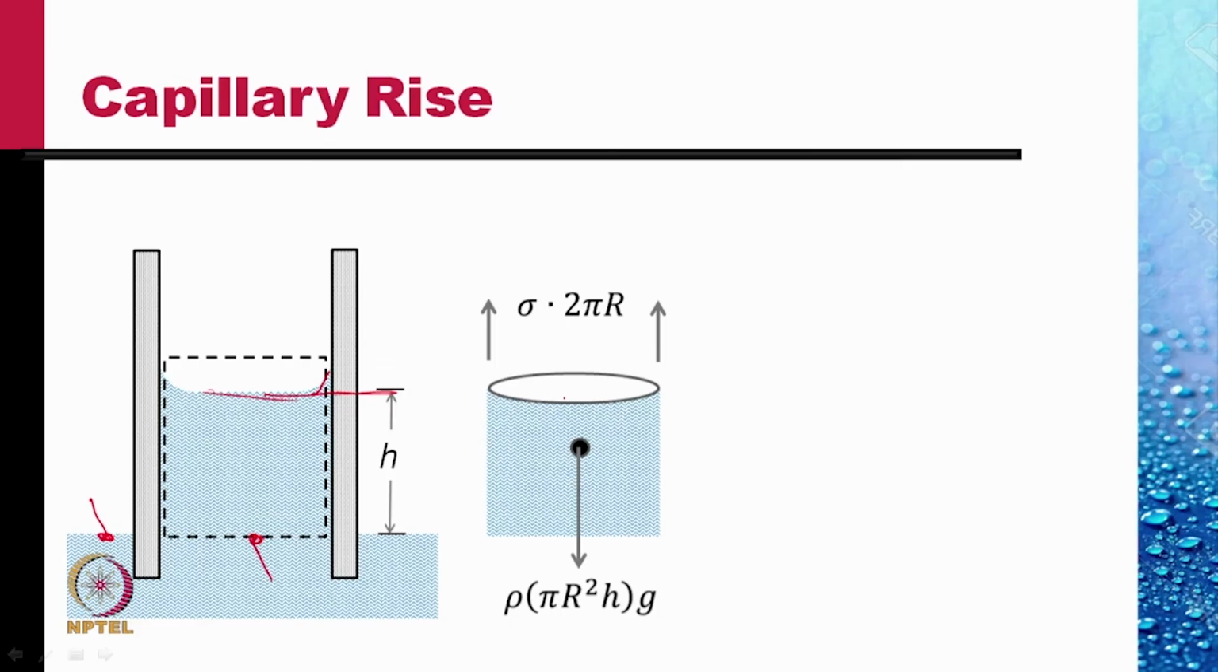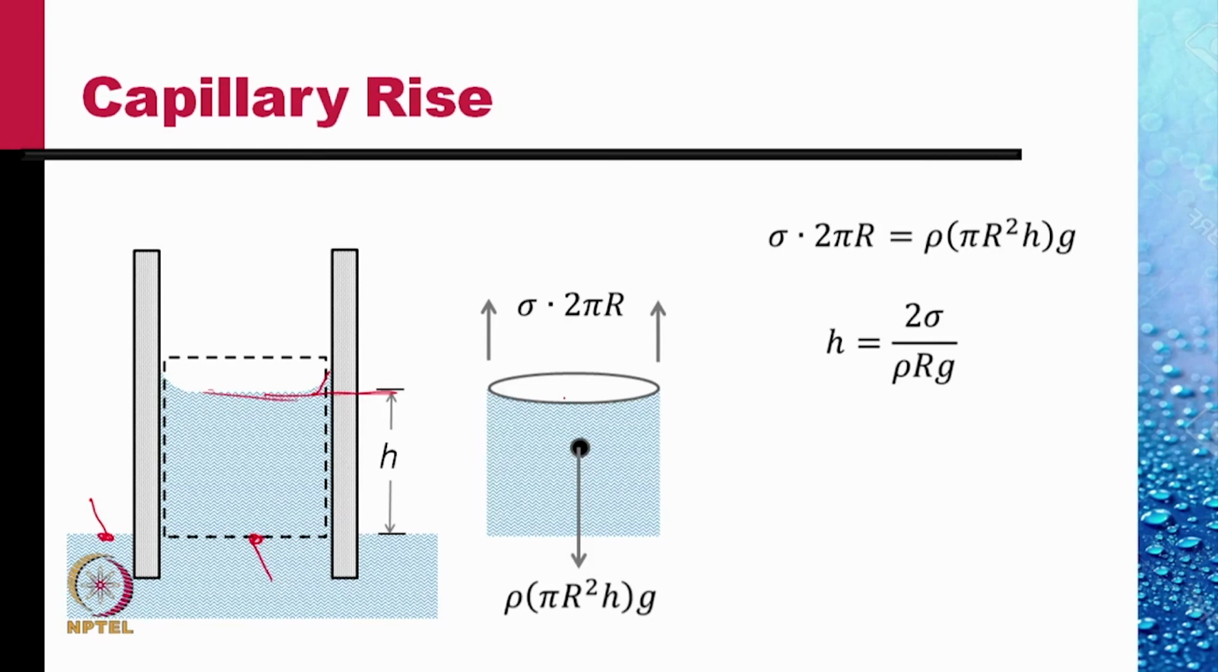Assuming that the contact angle is 0, this force is vertically upward. For water in a glass tube the contact angle is 0, so this force would be sigma into 2 pi r. Clearly, at equilibrium, the two forces must balance, and therefore we get the capillary rise h equal to twice sigma divided by rho r g. The larger the value of r, the less is the capillary rise.